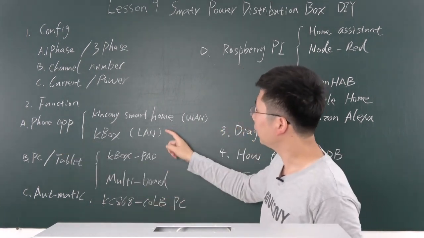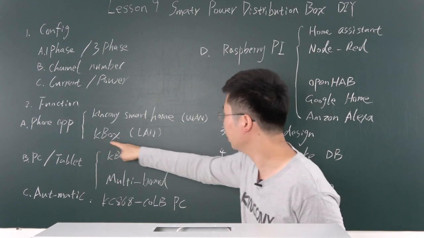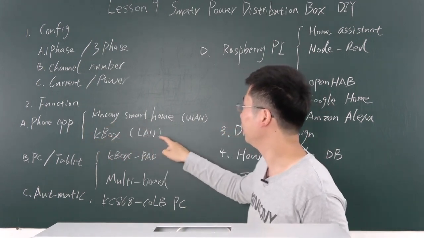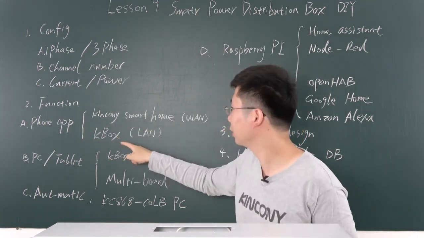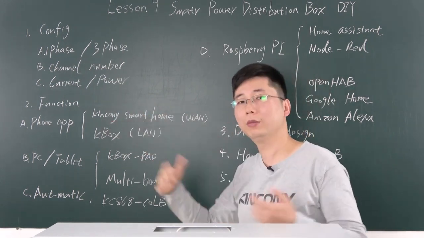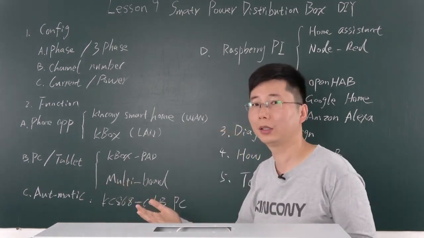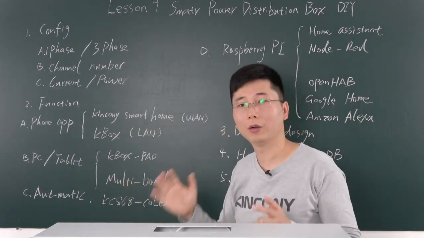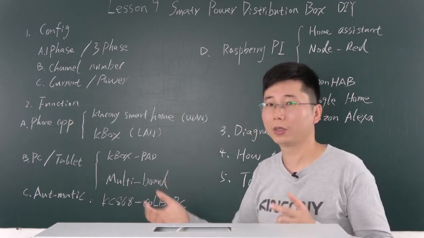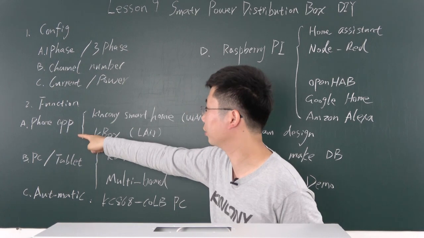So if the internet is bad or broken, you can also use this application inside your house. And if you have used this application, you can go anywhere in the world. Your mobile phone is connected with the internet, and you can control your home, every switch, remotely. So this is for the phone application.